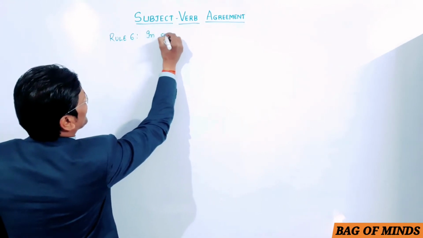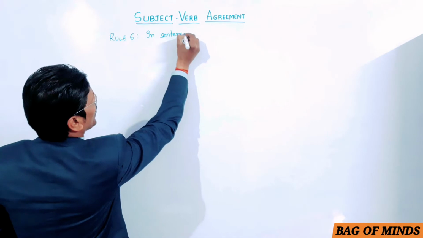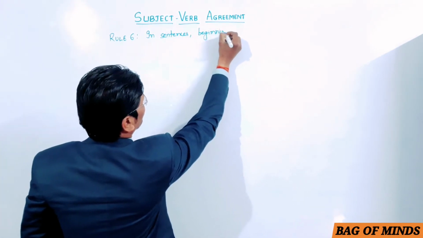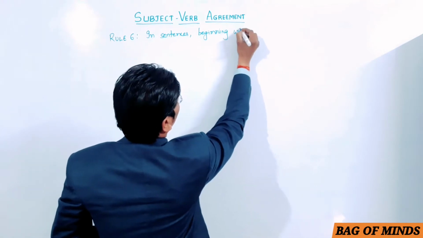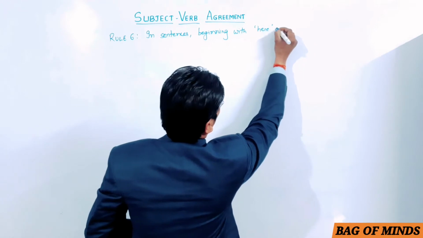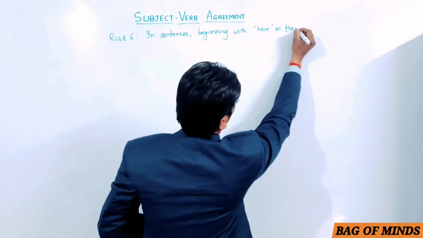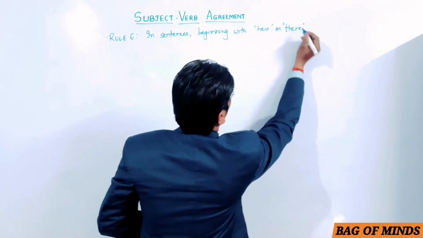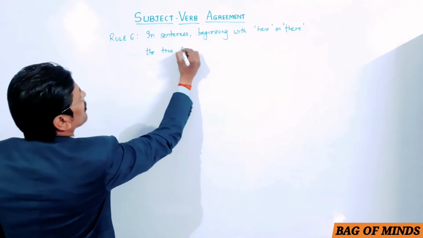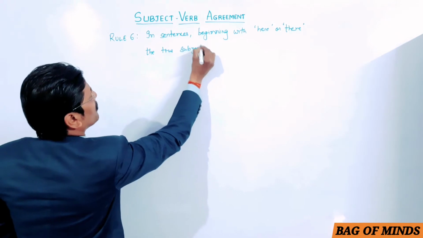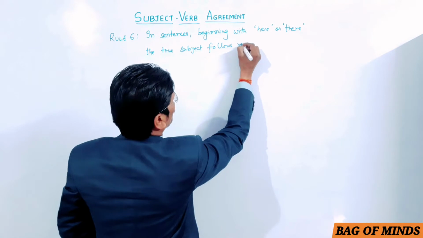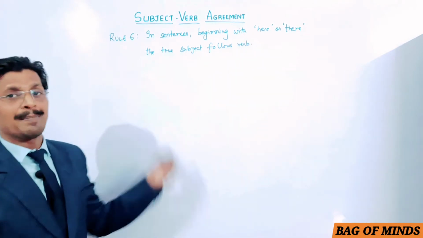It says, in sentences beginning with here or there, the true subject follows the verb. Now be very particular about what I have written here on the board. What do I mean by it?